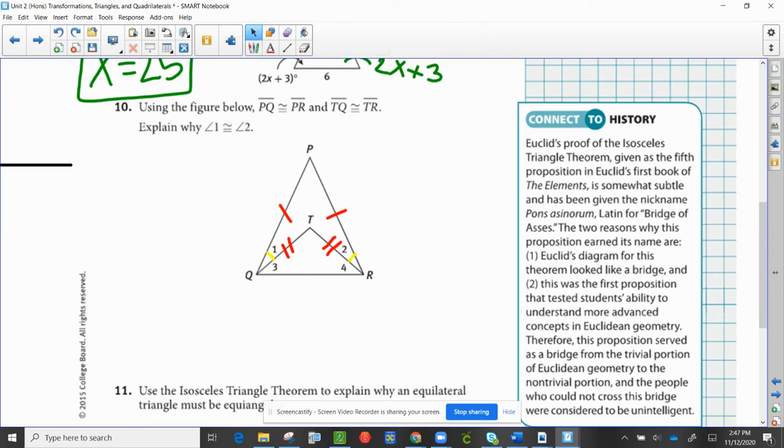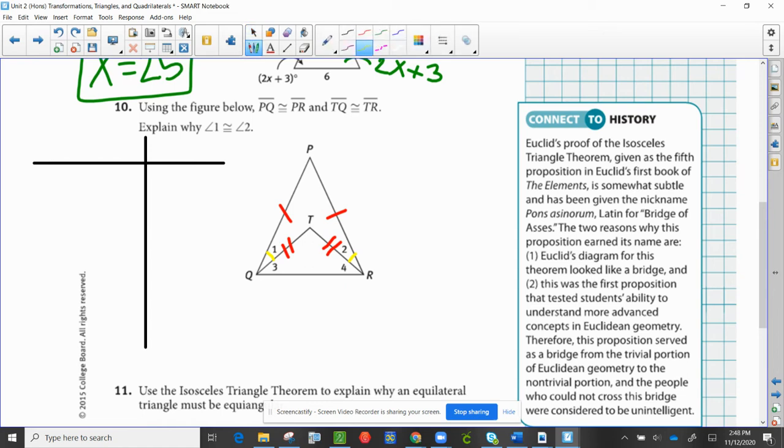So you can explain it using words. I might explain it using a proof because that's just kind of what we're used to. So I'm going to go through and explain how we could find that angle 1 is congruent to angle 2. So bear with me here for a couple minutes. So we know that PQ is congruent to PR because that was given to us.